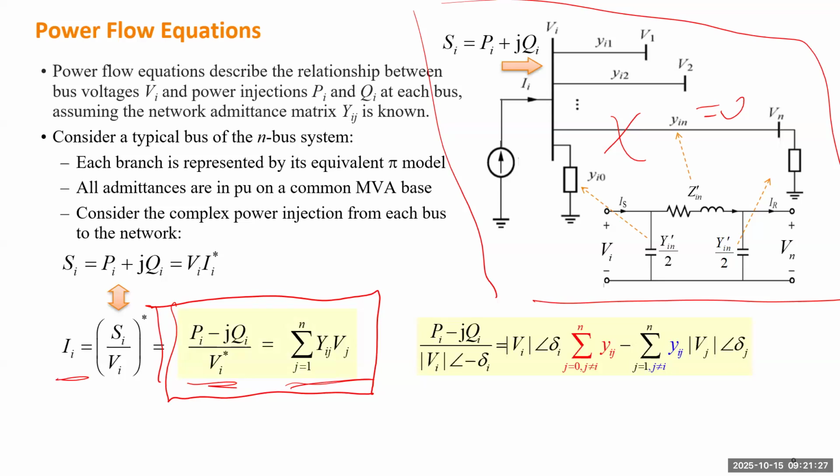So for the capital Yij, which is just the elements or entries of the bus admittance matrix. By definition, for the off-diagonal elements, that is basically just the negative of the actual admittance. For the diagonal elements, that will be equal to the sum of all the admittances connected to this bus.